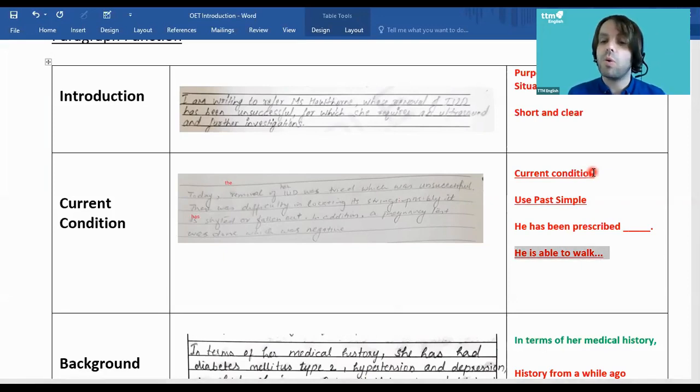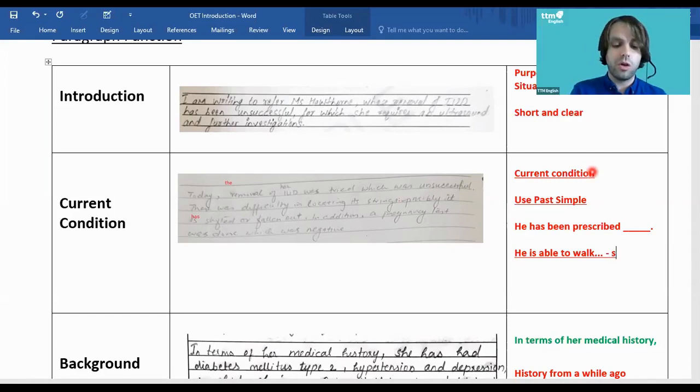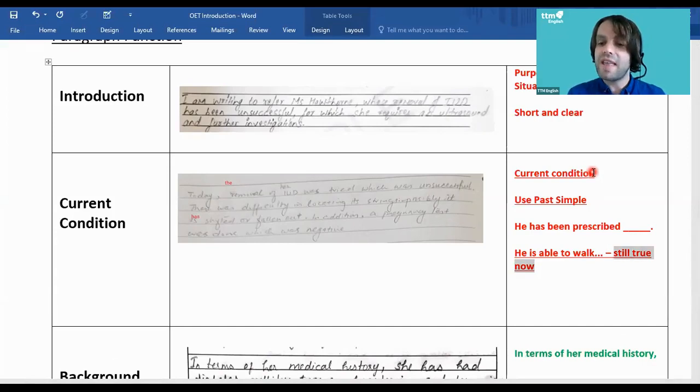He is able to walk. Why did you use the present tense there? So his condition now. Yeah, it's like still true or something. Still he's able. Still true now. Maybe could we say that about some symptoms? Or do we have to use the present tense for some symptoms that are still true at the time of writing?